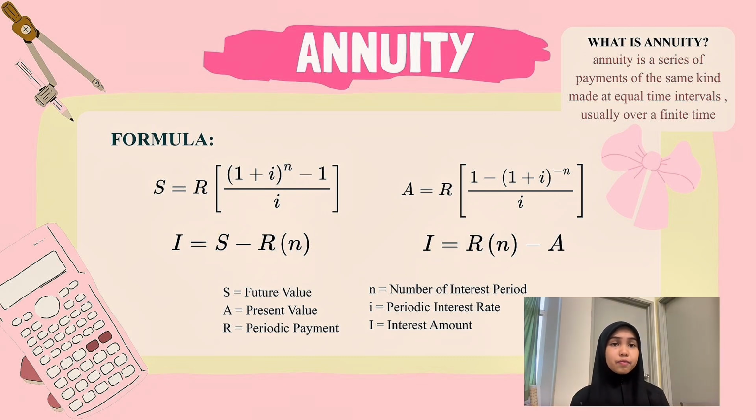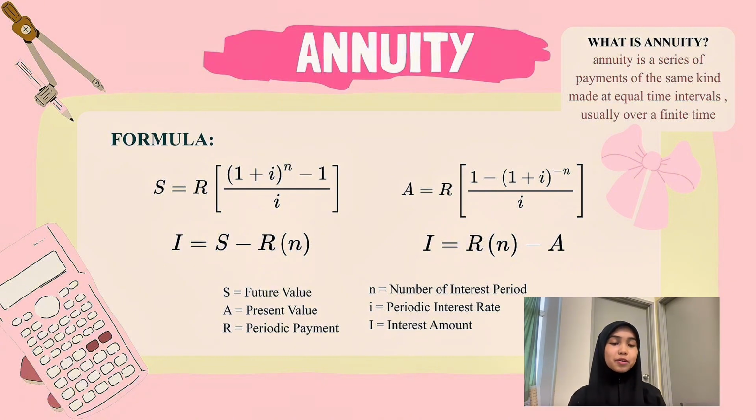In annuity, we have four formulas. First, we have S equal to R multiplied by the fraction (1 plus i to the power of n minus 1) divided by i. And then we have A equal to R multiplied by the fraction (1 minus (1 plus i) to the power of negative n) divided by i. We also have two interest formulas, which are I equal to S minus R n, and we also have I equal to R n minus A.